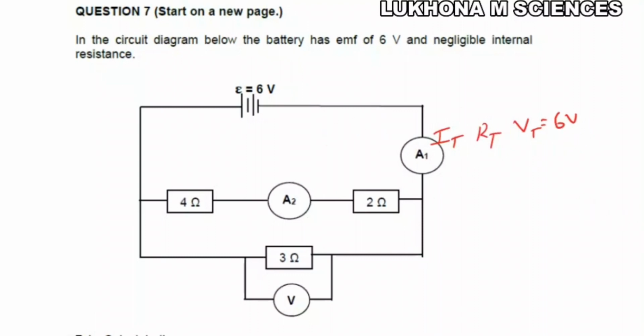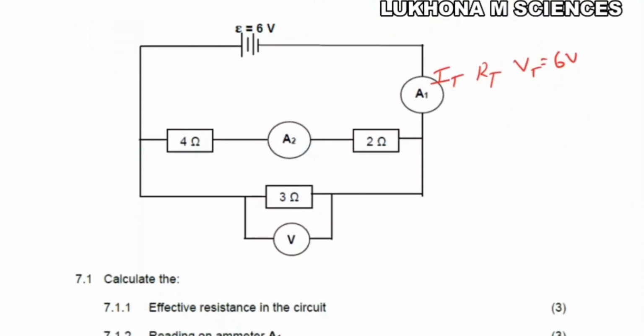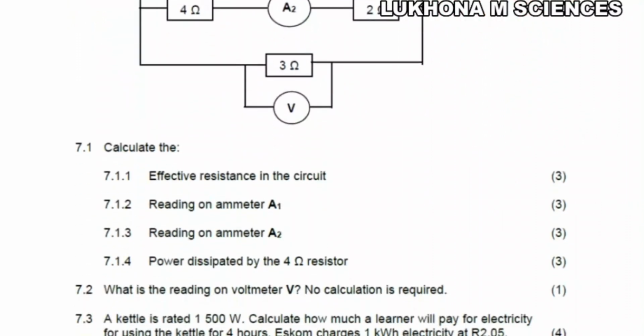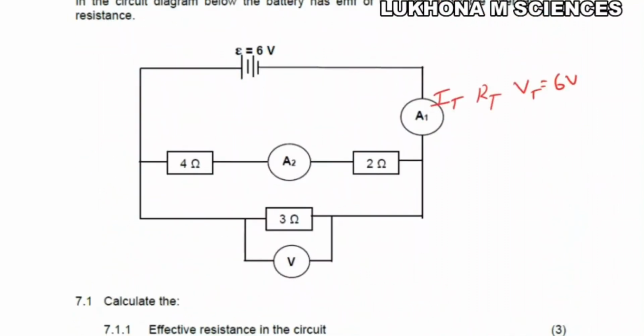The first question here says: calculate the effective resistance. So this part is in series. Then let's look at the split, which means this one is parallel and this one is parallel. So we choose the series part, and then the 6 ohm resistor is parallel to the 3 ohm resistor.